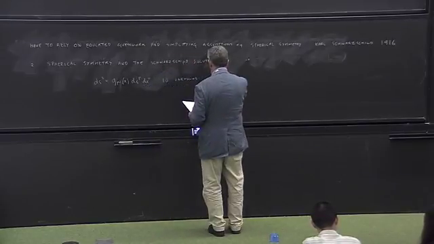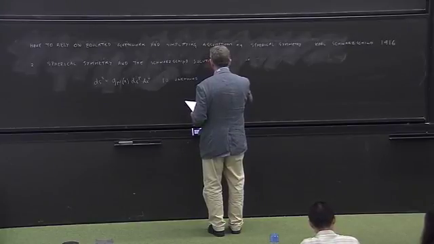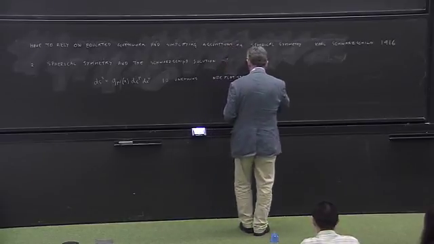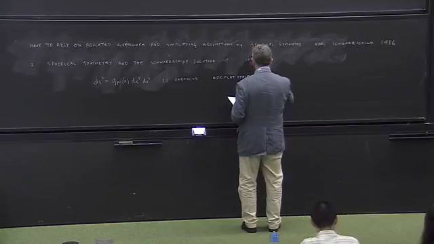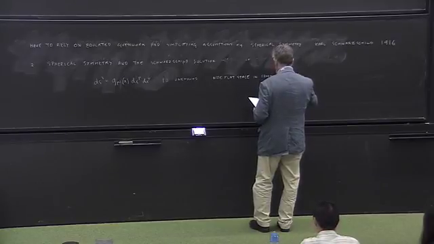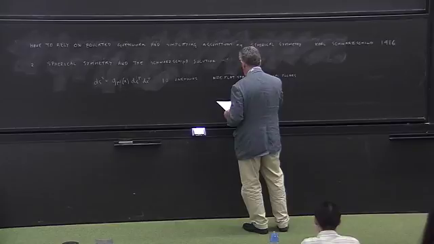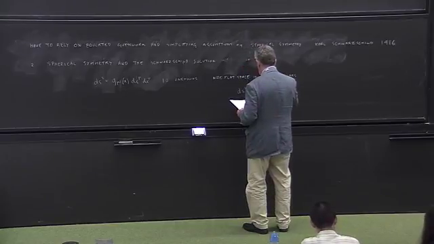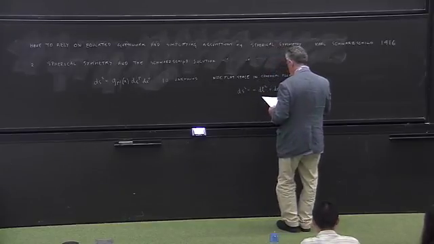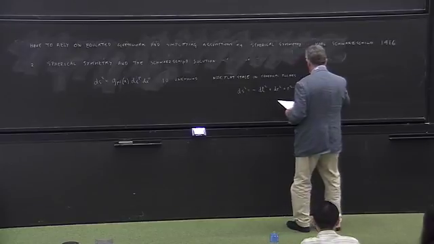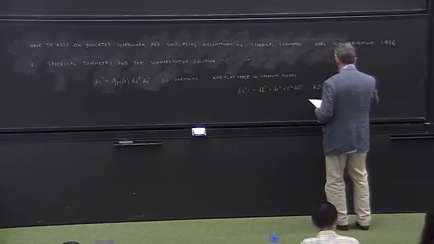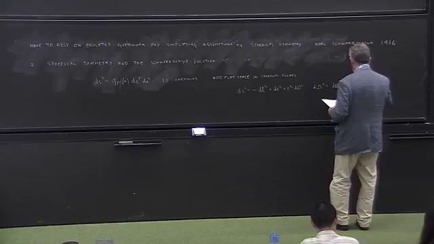Well, let's just note that flat space in spherical polars looks like this. ds squared is minus dt squared plus dr squared plus r squared d omega squared, where d omega squared means d theta squared plus sine squared theta d phi squared.